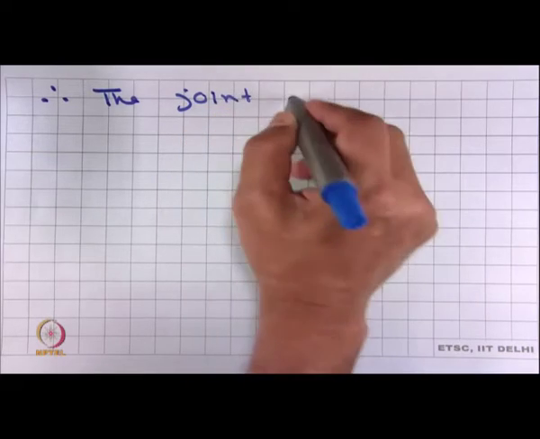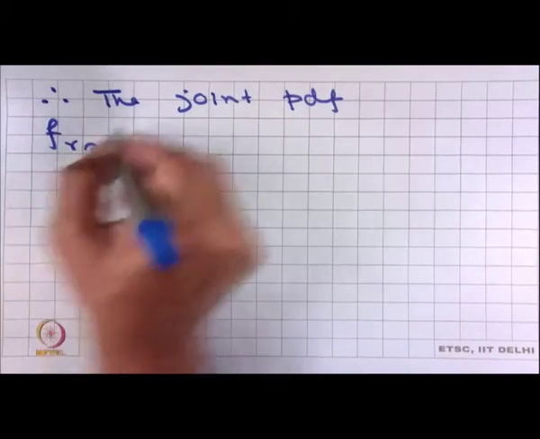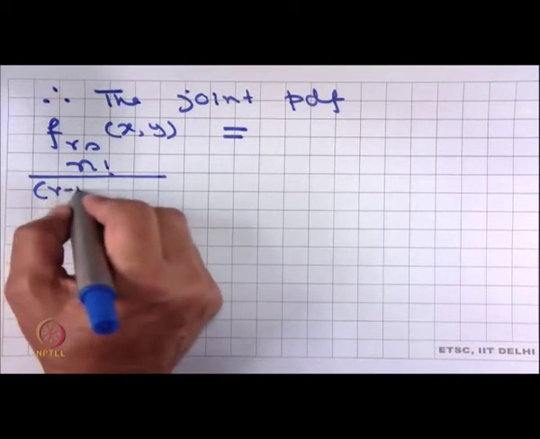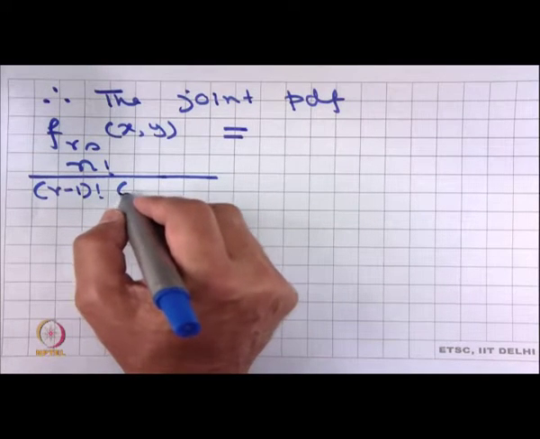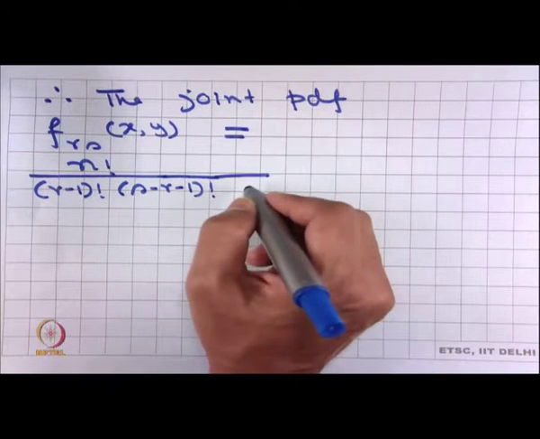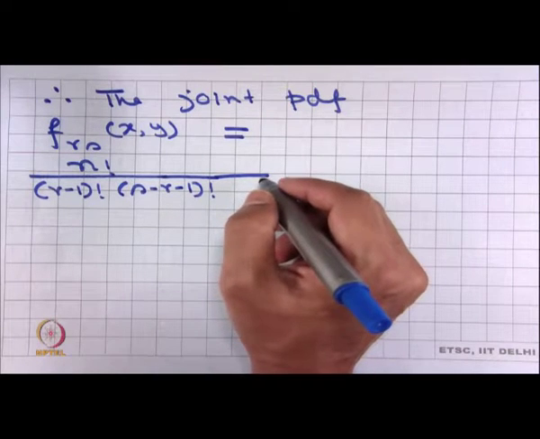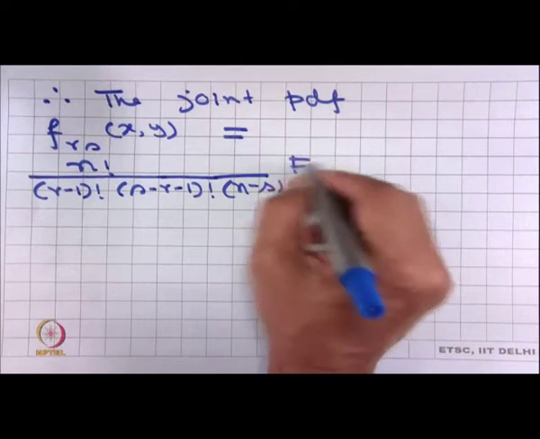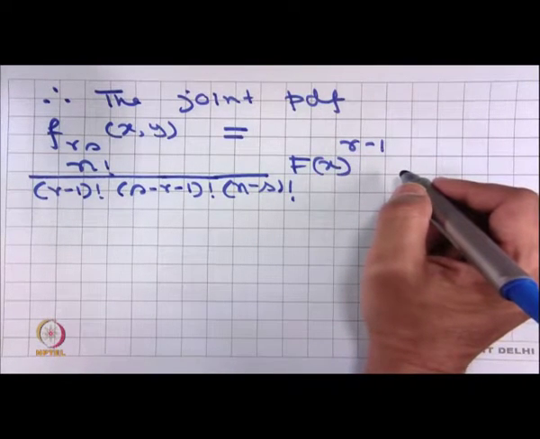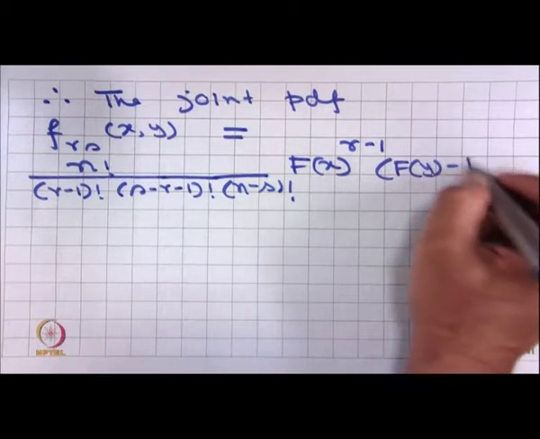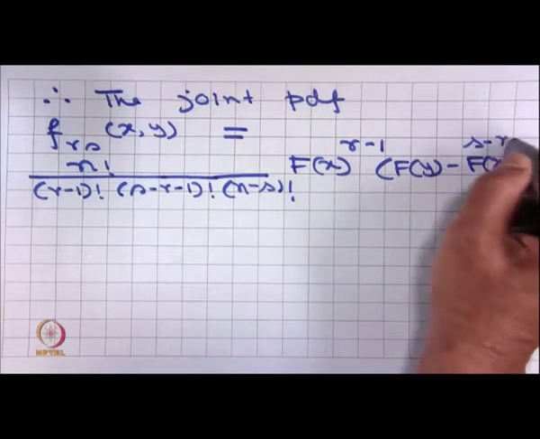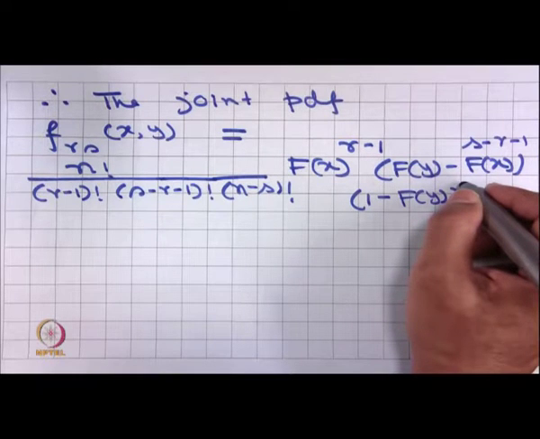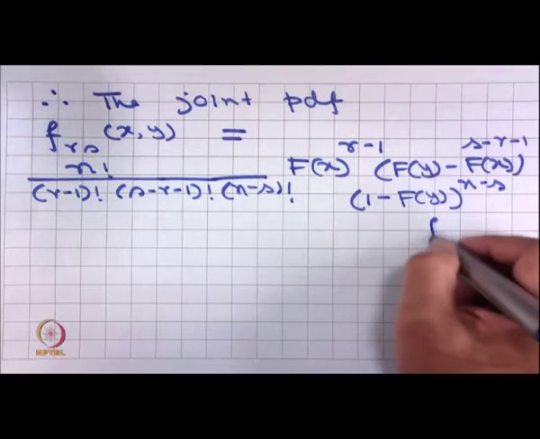the joint PDF f r s x comma y is equal to n factorial upon r minus 1 factorial, s minus r minus 1 factorial, n minus s factorial, into f x to the power r minus 1 into f y minus f x to the power s minus r minus 1 into 1 minus f y to the power n minus s into f x.